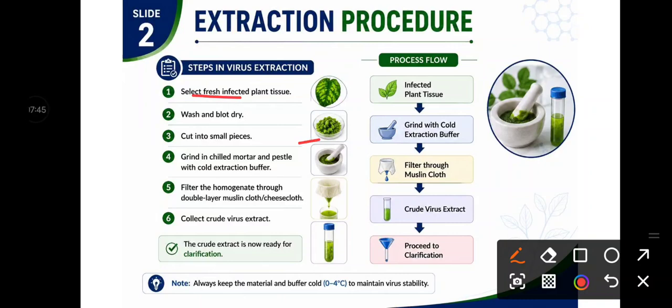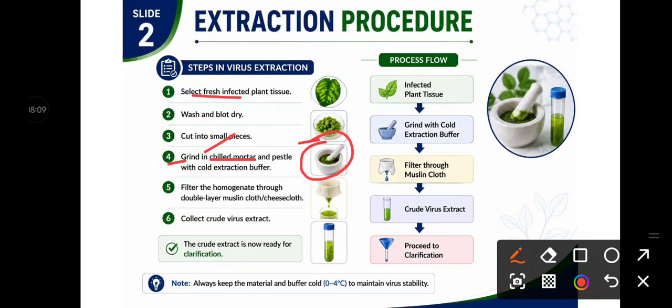Okay, you have to crush that. So for mechanical extraction of the virus, you have to use the chilled mortar and pestle. This is the mortar and pestle. Using the mortar and pestle, you have to grind it using cold extraction buffer. The condition here is that the mortar and pestle you are using should be chilled.